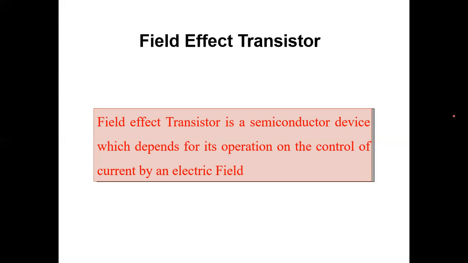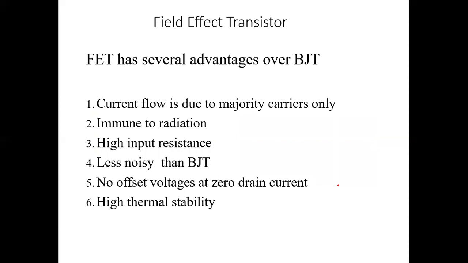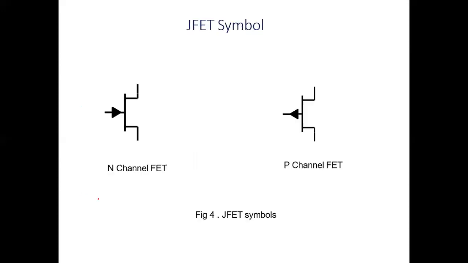A field effect transistor is a semiconductor device which depends for its operation on the control of current by the electrical field. FET has several advantages over the BJT. Current flow is due to the majority carriers only. It is immune to radiation, has high input resistance, and is less noisy than BJT. There is no offset voltage at zero drain current, and it has high thermal stability.